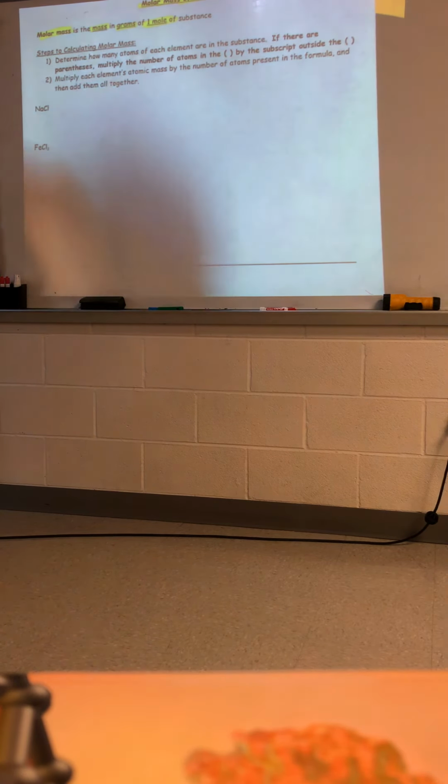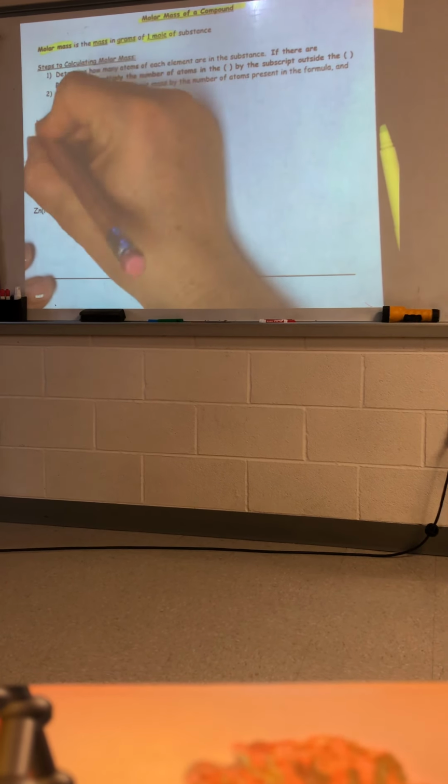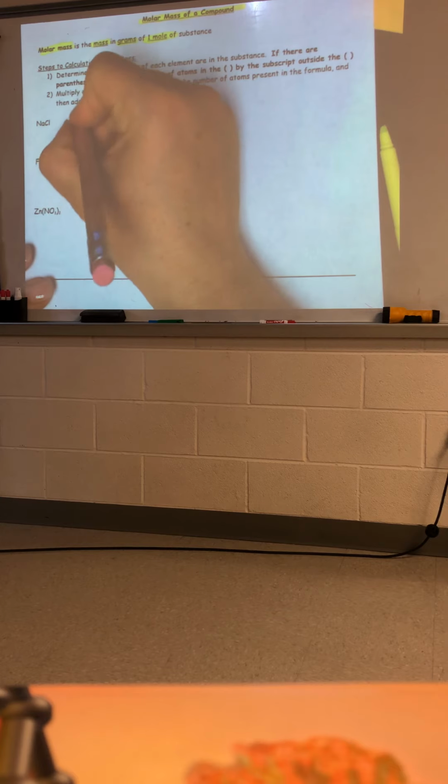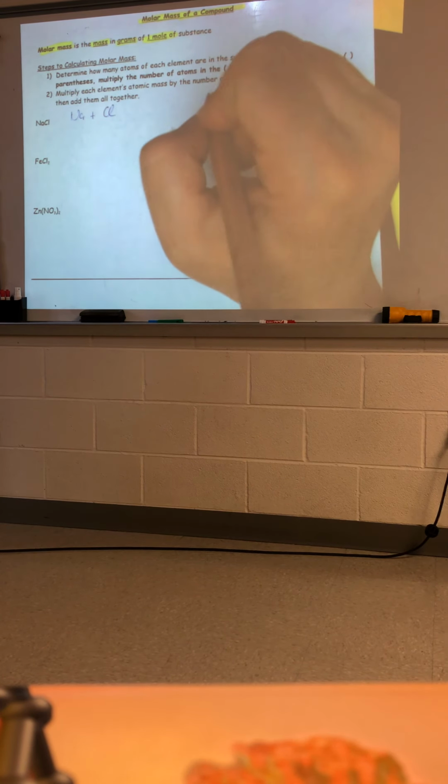So first we'll use a 1-to-1 formula, NaCl. Since I have one of each, it is simply 1 atom of sodium combined with 1 atom of chlorine. For those of you who don't know, that makes table salt. That's what you put on your eggs in the morning.